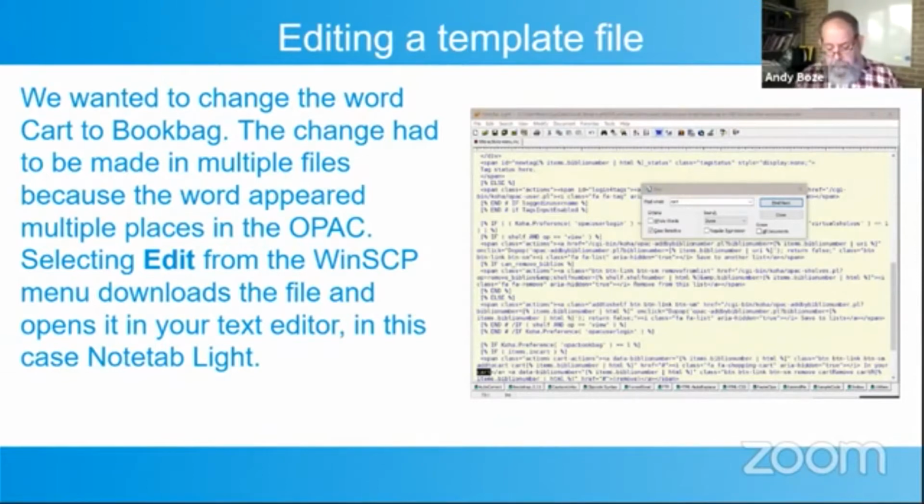So I use the search feature of my text editor to search for the text string and then make changes. You need to be careful to change only text, usually within quotation marks or between HTML tags, and not actual template code. After you've made your edits, you save the file and WinSCP uploads it to the server. I find this easier than using a terminal emulator and working from the Unix command line to edit files. Next slide.